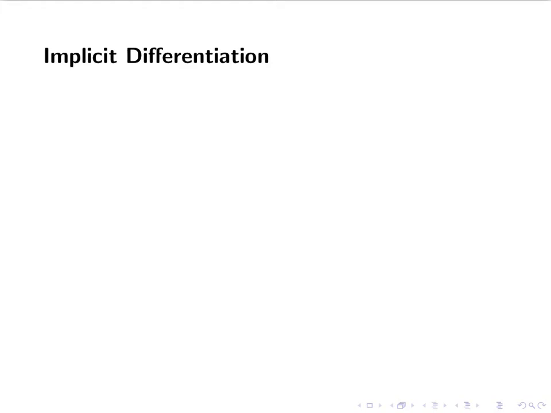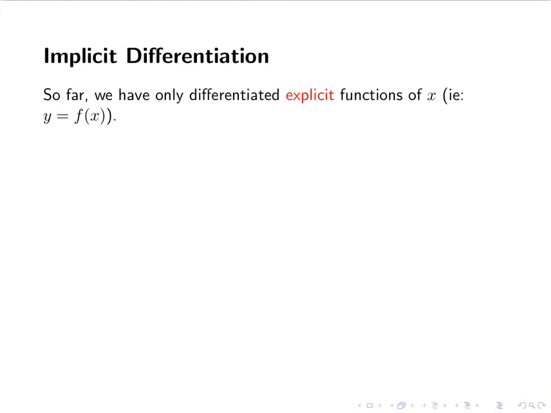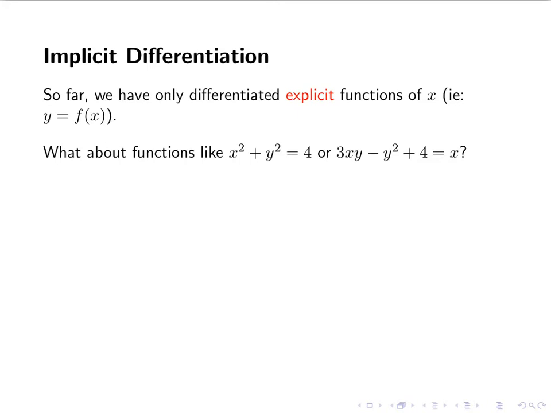Hello everyone, today we're going to look at implicit differentiation. So far we've only differentiated what are called explicit functions of x, so y is some function of x. But what about things like x squared plus y squared equals 4, or 3xy minus y squared plus 4 equals x, something that I can't solve for y? What we can do is we can still find dy dx even though we can't find y itself.